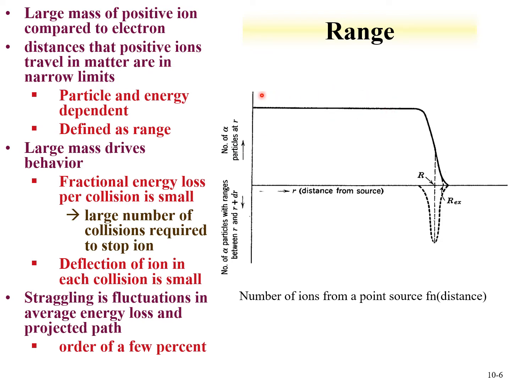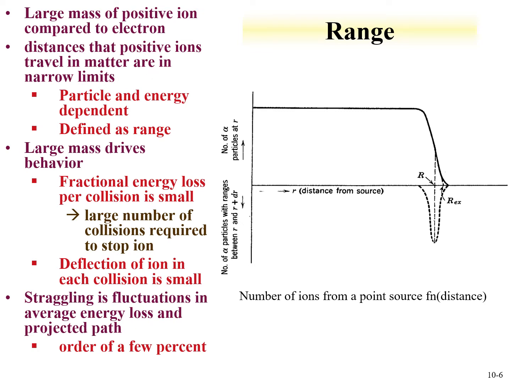But you're also going to have something related to a range, and that's shown in the figure here, where the distance that a positive ion travels is somewhat within narrow limits. It's dependent upon the particle and the energy. And we define it as range, in other words, range of a particle in material. So the relative large mass of the ion drives this behavior.